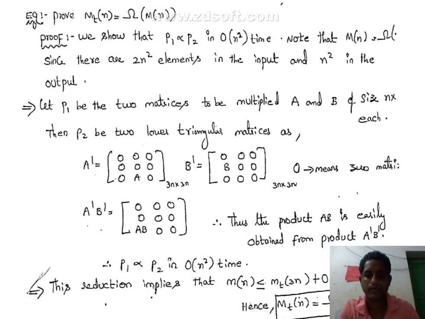So we have to multiply two different types of matrices: A dash and B dash. A dash times B dash gives 0, 0, A, 0. So the product AB is easily obtained from the product of A dash and B dash. That is, MT of n equals omega of M of n. Okay, next.